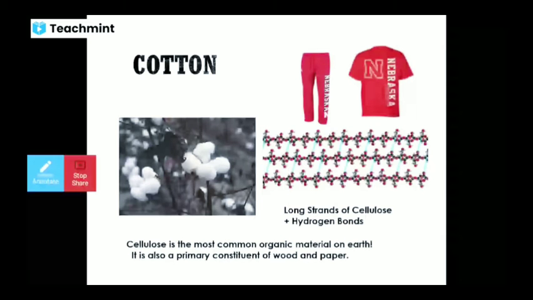Cotton. Cotton is used for making clothes. Long strands of cellulose plus hydrogen bonding give cotton. Cellulose is the most abundant organic material on earth. It is a primary constituent of wood and paper. Cellulose is best used for wood and paper.